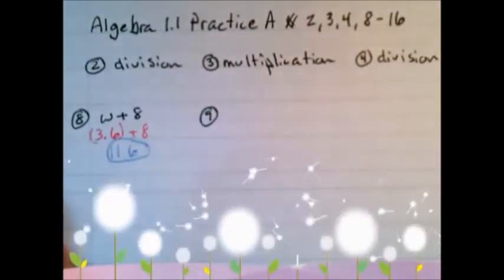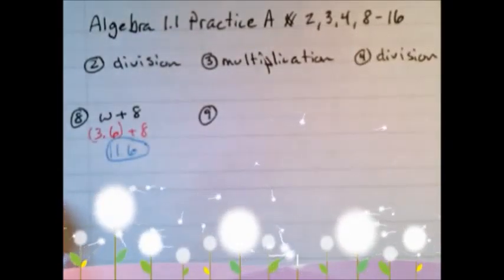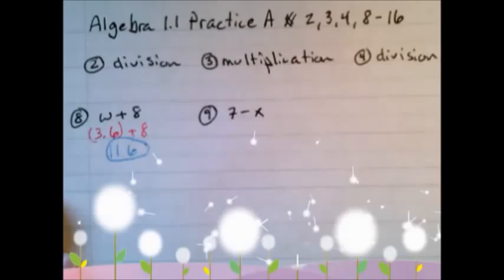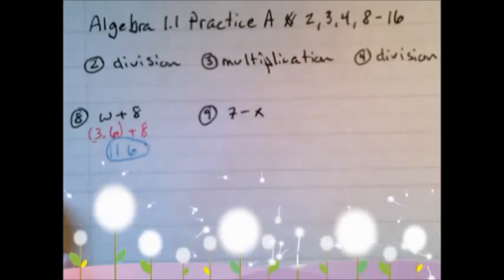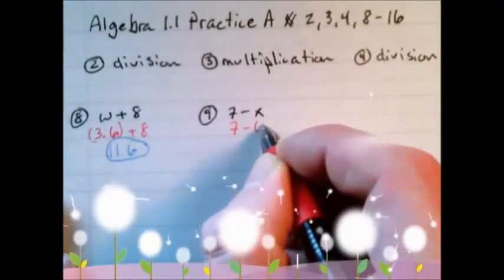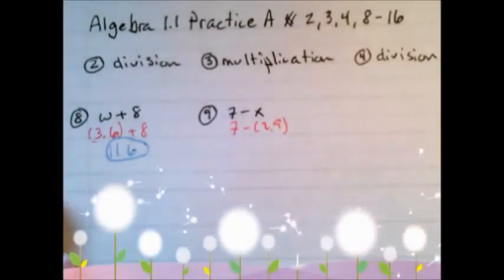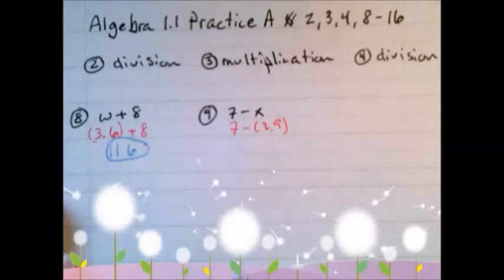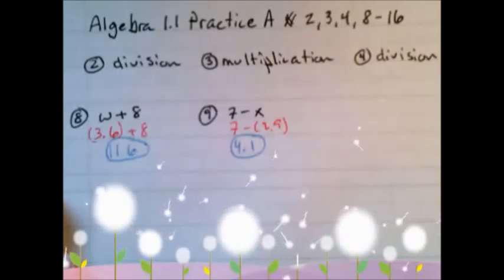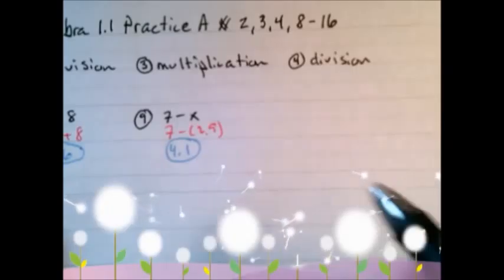Now, on to number 9. We've got 7 minus x. Write out the original expression for when x equals 2.9. So we're going to replace the x with 2.9. And then we just do the operation. 7 minus 2.9. 7 minus 3 would be 4. So it's going to be 4.1. Bam!